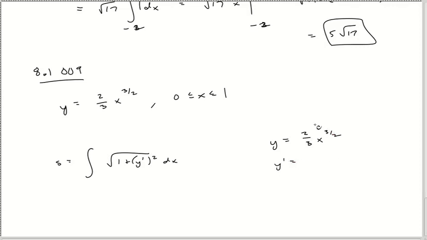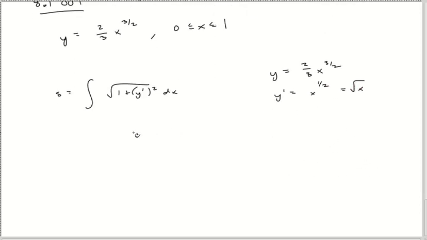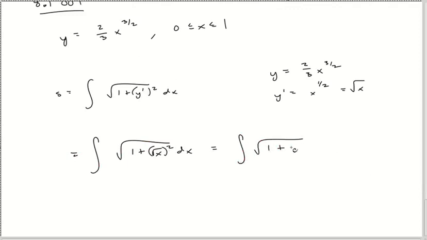And so I'm going to bring the power down. Well, the 3/2 and the 2/3 actually just all cancel out, and you subtract 1 from the power. There's no chain rule or anything. So we got basically the square root of x. And so I'm going to plug that in. I've got 1 plus the square root of x squared. Well, square root and square cancel one another, leaving me with just this guy here, from 0 to 1, of course.